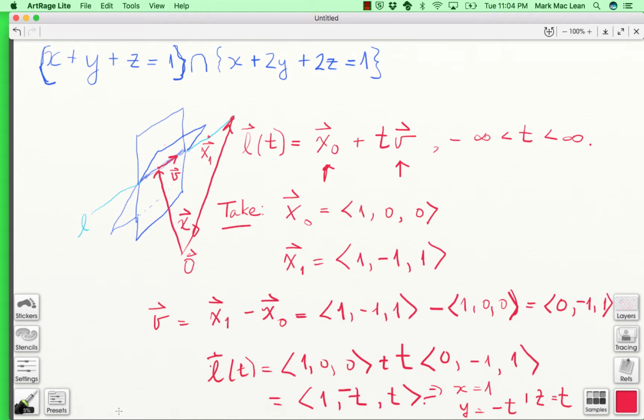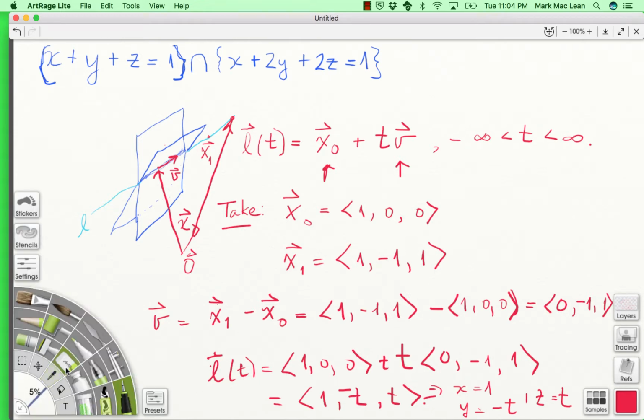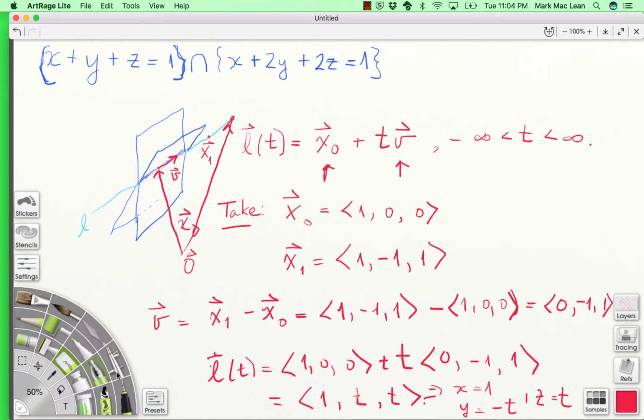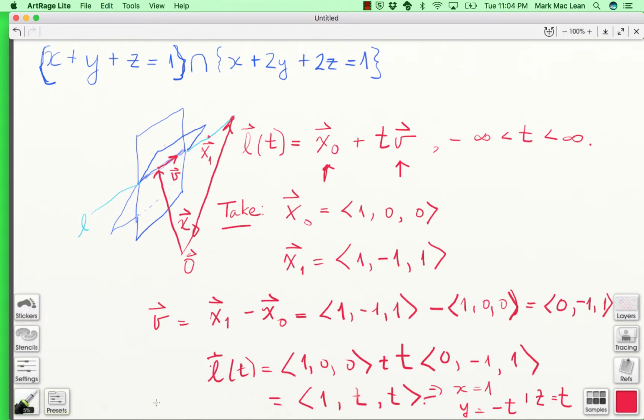Let me just clean it up just a little. I'm still getting used to this new gizmo that I'm using. There you go. There's my minus sign. So here's the parametric equation of that line. It's fairly straightforward.